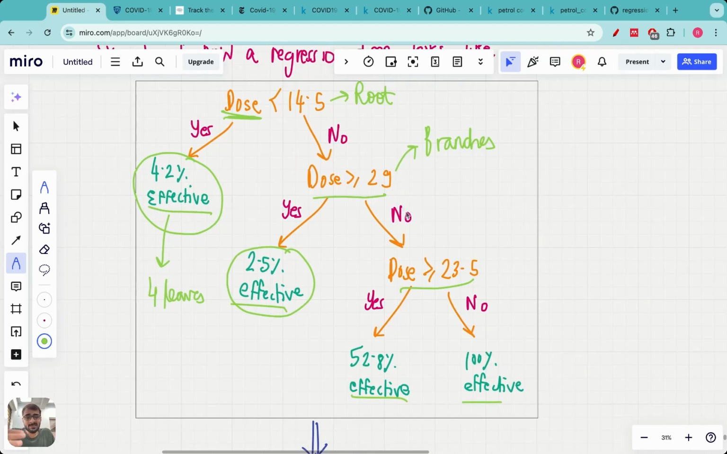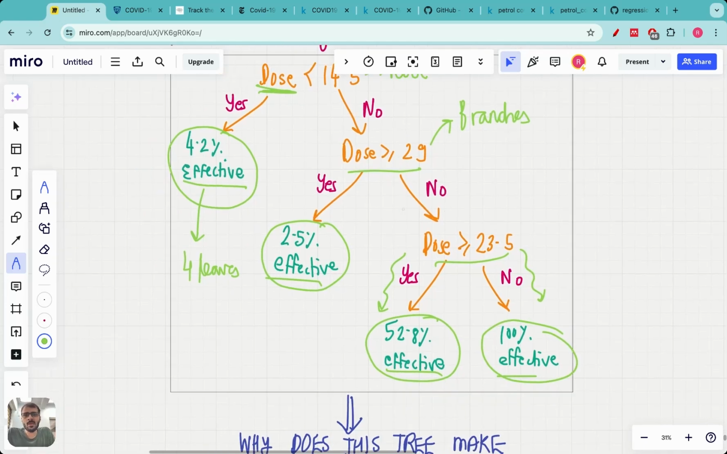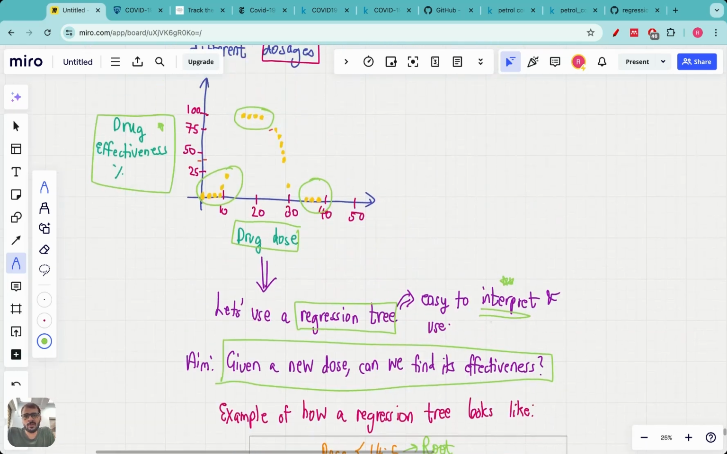If the dose is less than 29 but greater than 14.5, we check whether it is greater than 23.5. So this yes branch here is the dose lying between 23.5 and 29. If the dose lies between 23.5 and 29, we will say that it's 52.8% effective. Whereas if that is also no, which means that the dose lies between 14.5 and 23.5, then we are going to say that it is 100% effective. This is how the regression tree looks. And let's test whether it makes sense for our training data.